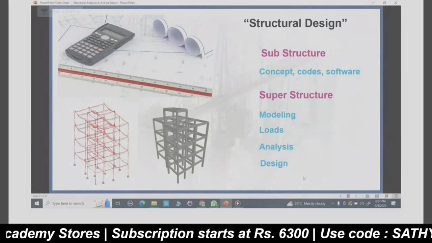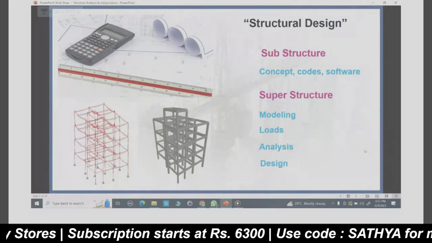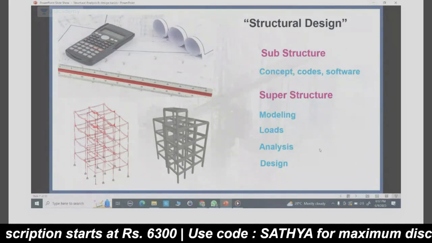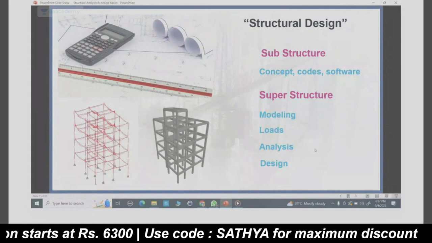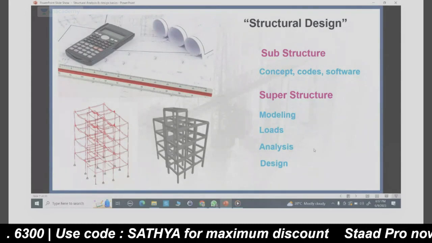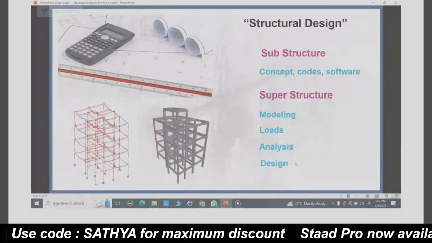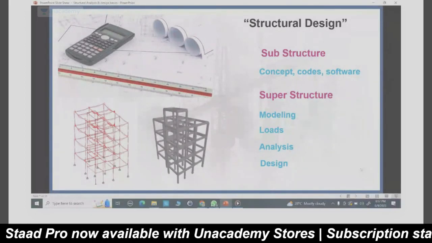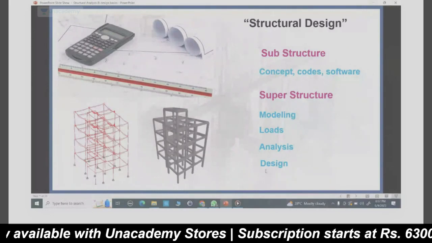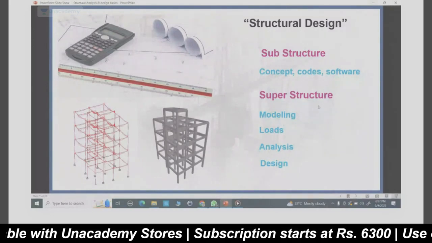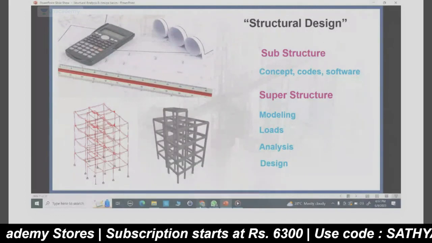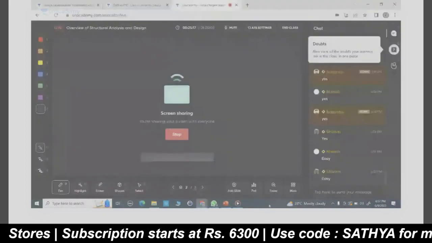After that, we need to do the detailing. Once it is not satisfying the permissible limit, then we need to redo the analysis again by revising the size of the structural member, or increasing the material properties, and then we need to do the process again. So that's all about this concept, substructure and superstructure. I hope you all understand this concept.